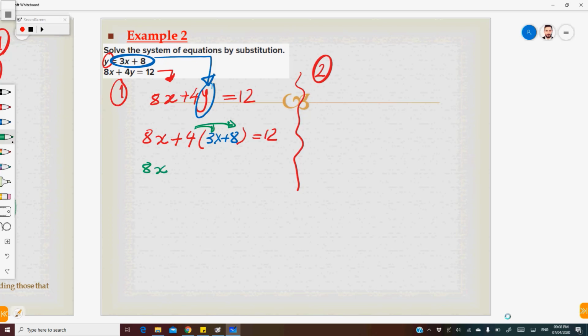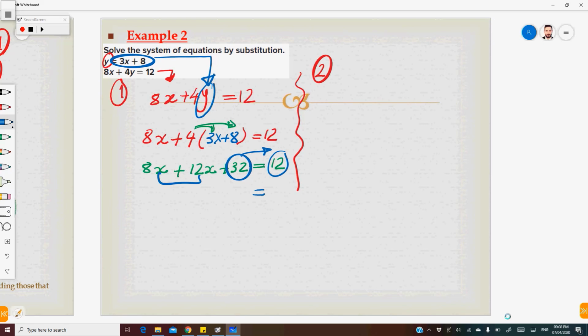8x plus 4, 3 times 3 is equal to 12x, and 4 times 8 is equal to 32, and here I have number 12. Don't forget, guys, when you have a number and another number, you have to change the left-hand side number to the right-hand side number. And when you have 8x and 12x, you have to combine these two like terms.